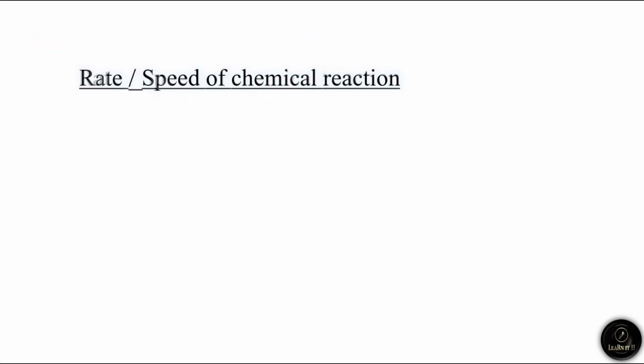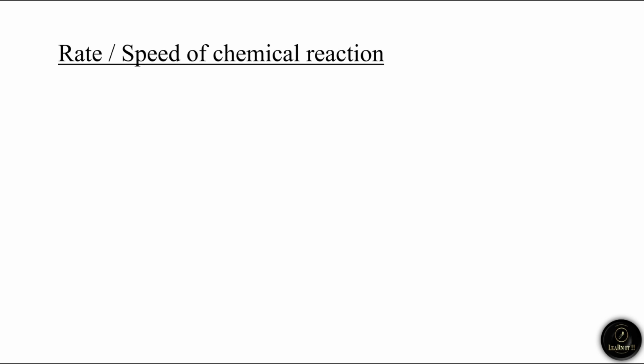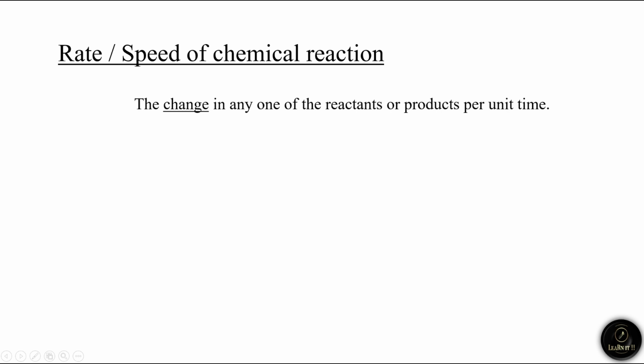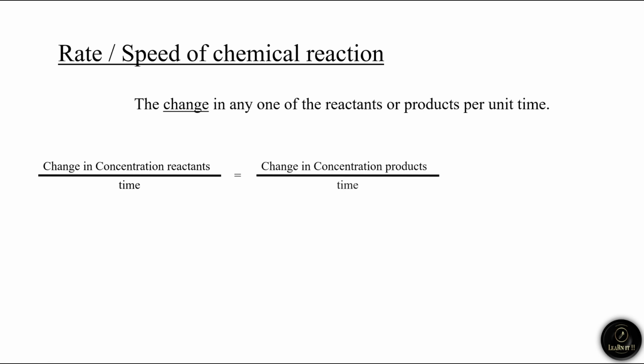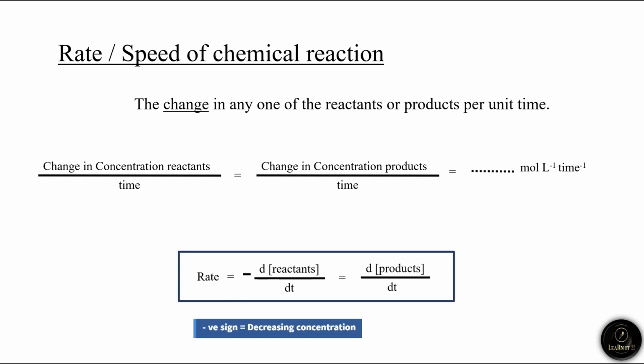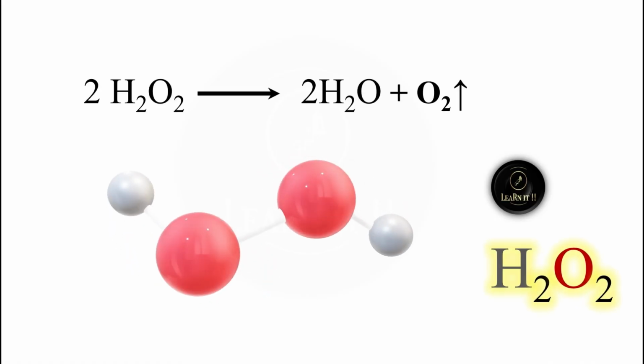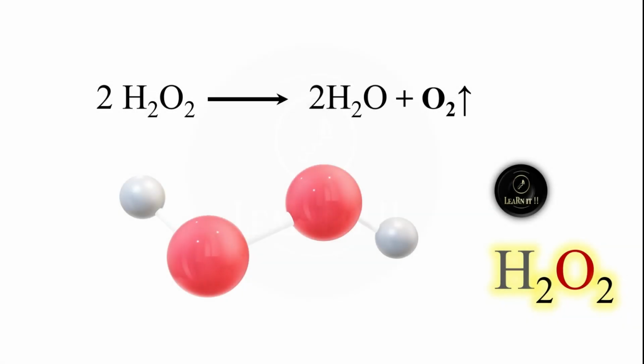With this, let's begin with the rate of reaction. It is the change in the concentration of the reactants or products per unit time, and it can be expressed as change in the concentration of the reactants divided by time, which is equal to change in the concentration of the products divided by time. So the unit of rate of reaction is usually moles per liter per time. To make this clear, let's look at an example, the decomposition of hydrogen peroxide, H2O2.